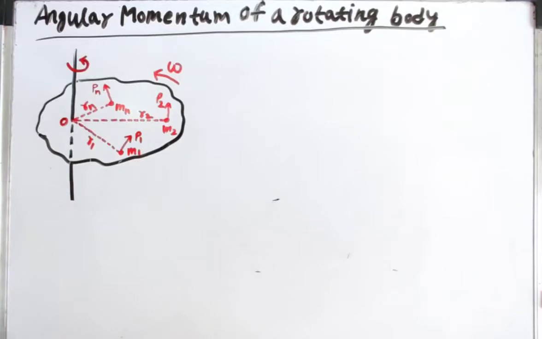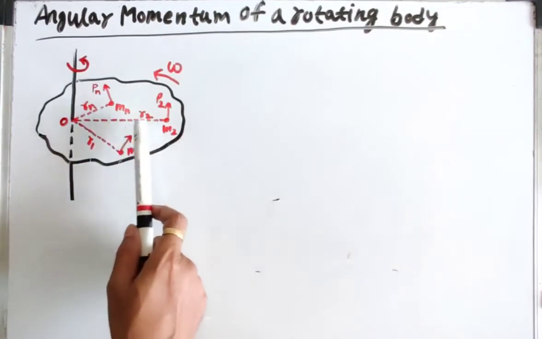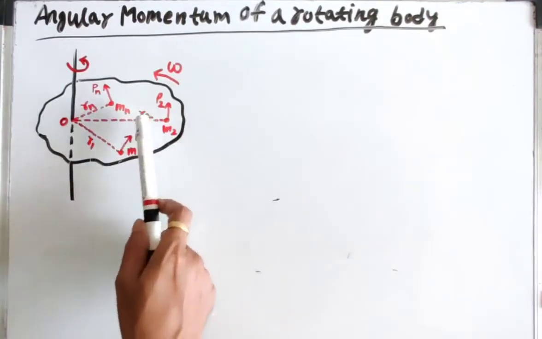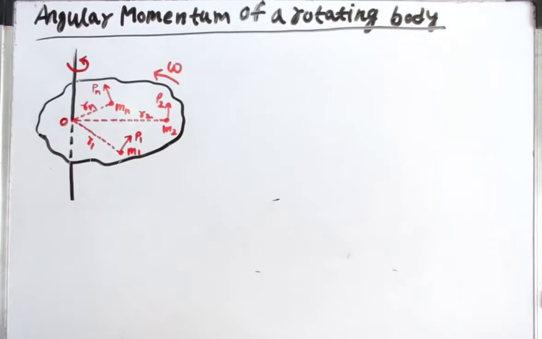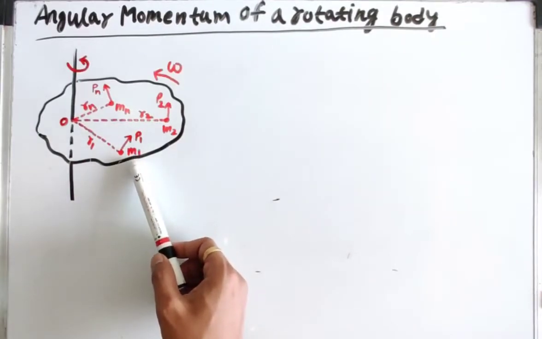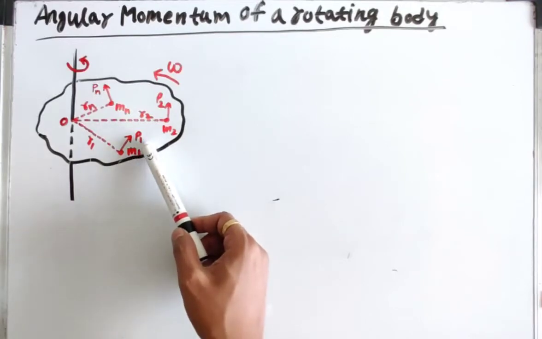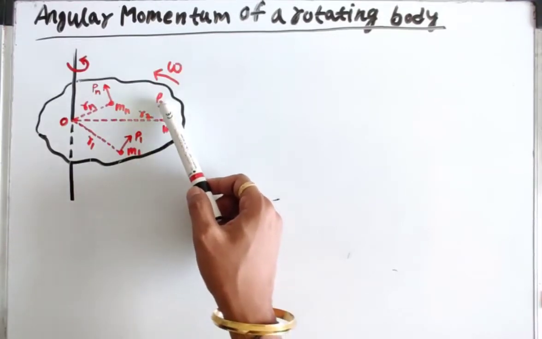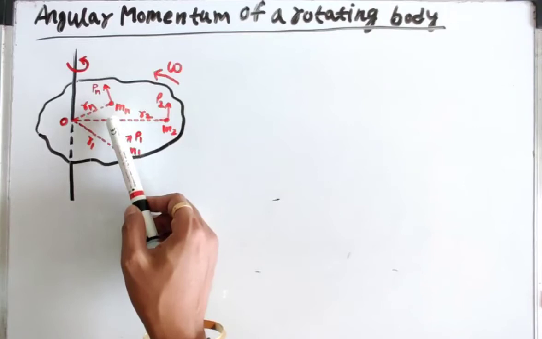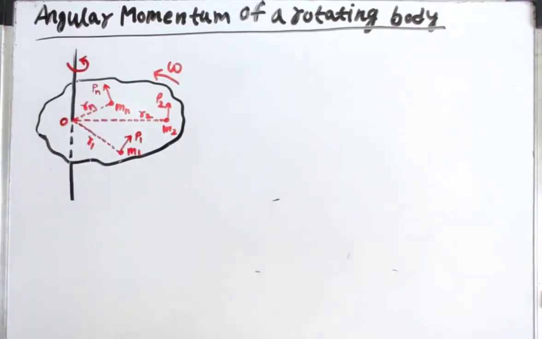Now you can see, as this body rotates with angular speed omega, all these particles also perform circular motion with their respective radii r1, r2 and rn, due to which they have linear momentum. For the particle of mass m1, the linear momentum is p1, for m2 it will be p2, and for the nth particle of mass mn it will be pn.